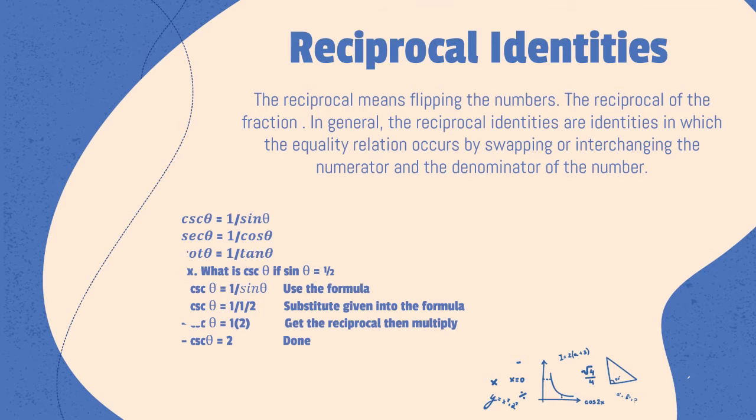For example, what is cosecant if sine is equal to 1/2? Cosecant is equal to 1 over sine. So by using the formula, cosecant is equal to 1 over 1/2 by substituting the given into the formula. For the third, get the reciprocal then multiply. So cosecant is equal to 1 times 2, and the answer is cosecant is equal to 2.